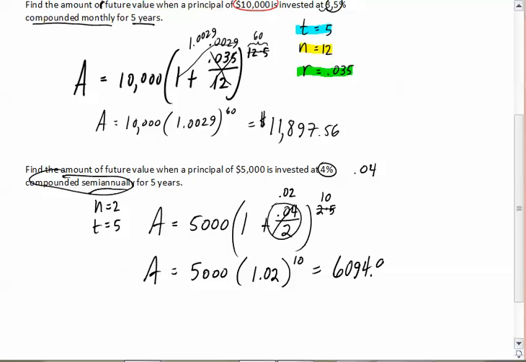6,094, roughly 97 cents. Instead of a 5,000, it's going to turn into 6,000. And think about it, that means that the bank has put in how much interest? $1,094.97. You haven't touched it since you put the 5,000 in there, okay?